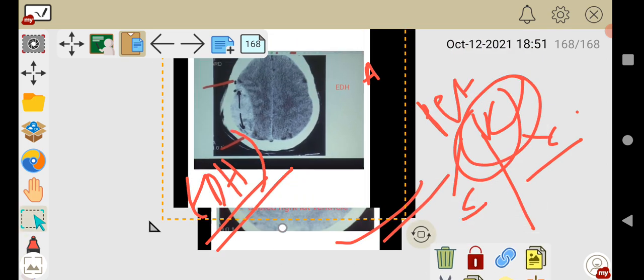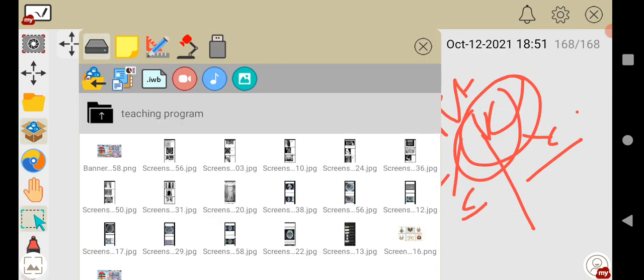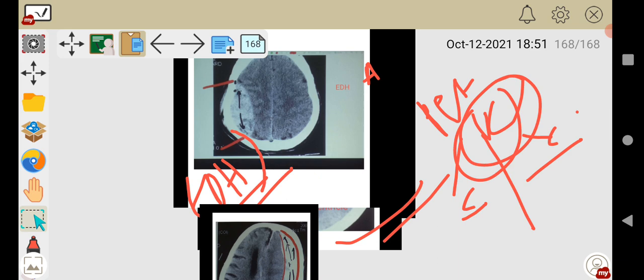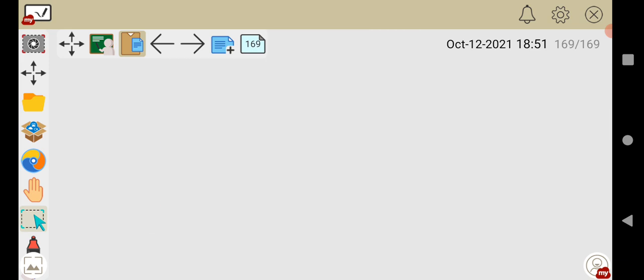Is there any slide left? No. Okay, let's take another.